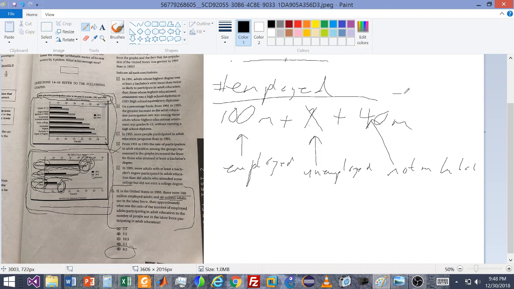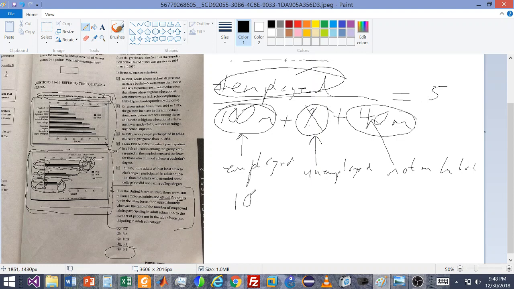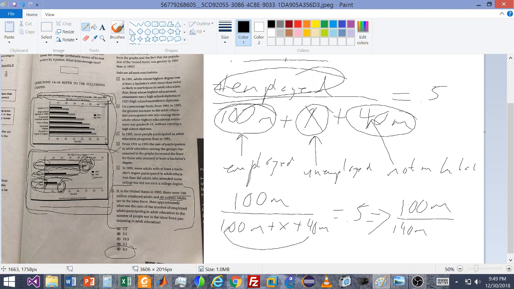So for example, this all is going to equal 50% for 1995, or 0.5. So rewriting this, again, this 100 million is employed, so this becomes 100 million on top, 100 million here. We don't know the unemployed, we do know the not employed. So it's 100 million over 100 million plus X plus 40 million equals 0.5. Well, that can be simplified to 100 million over 140 million plus X equals 0.5, because I just added these two. Now you can cross multiply and distribute if you want to practice, but I'm going to simplify for the purposes of the video here.